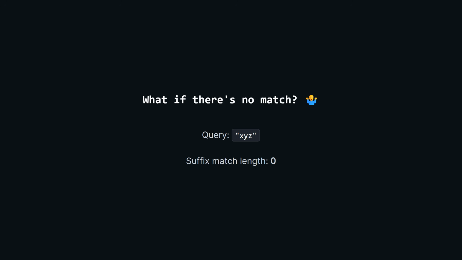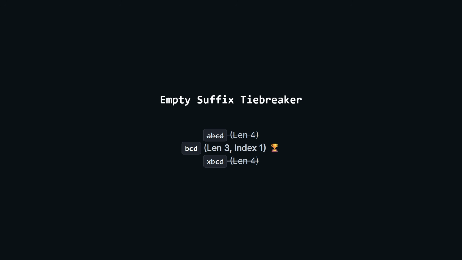But what if our query is something completely different, like XYZ, where none of our dictionary words end with those letters? In that scenario, the common suffix is just 0 letters long. Since every word technically ties for an empty match, we apply the exact same tiebreakers to the whole dictionary, picking the overall shortest word, which is again BCD, at index 1.